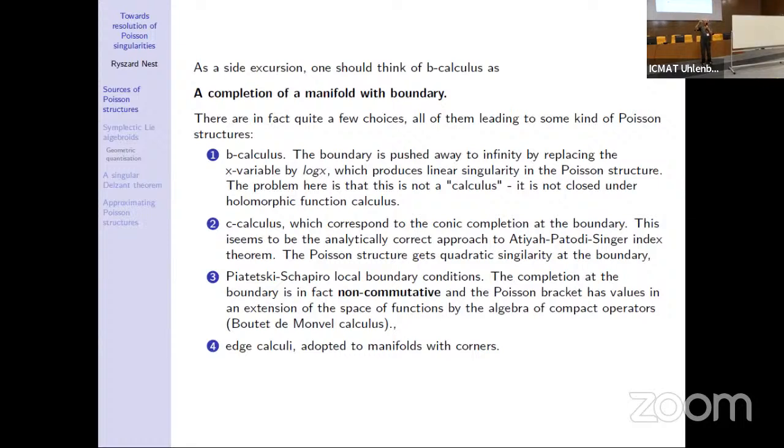So instead, for the boundary singularity, instead of pushing the boundary away to infinity, you put some kind of conic singularity, something like 1 over x squared instead of 1 over x. And this is actually appropriate for things like the Atiyah-Singer theorem. It's not what Melrose did, right? Then there are what are called local boundary conditions that you heard of, which are local, meaning they depend only on the difference.